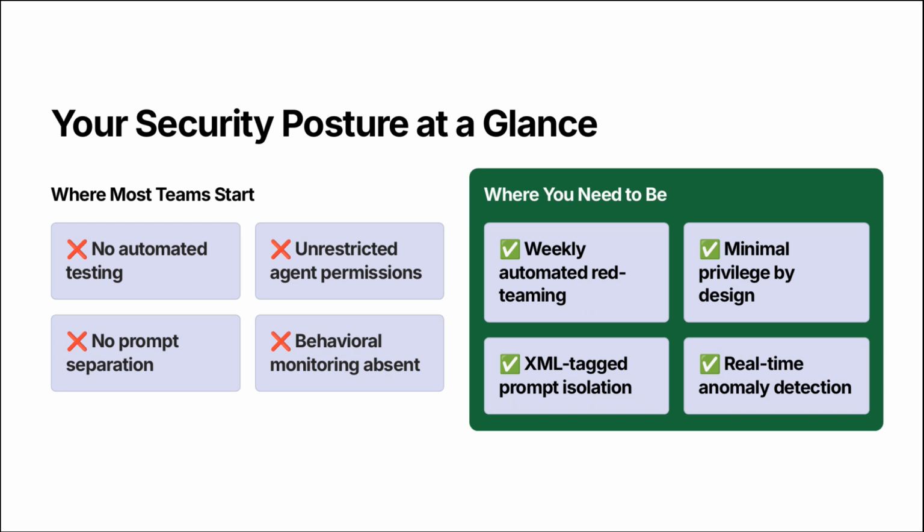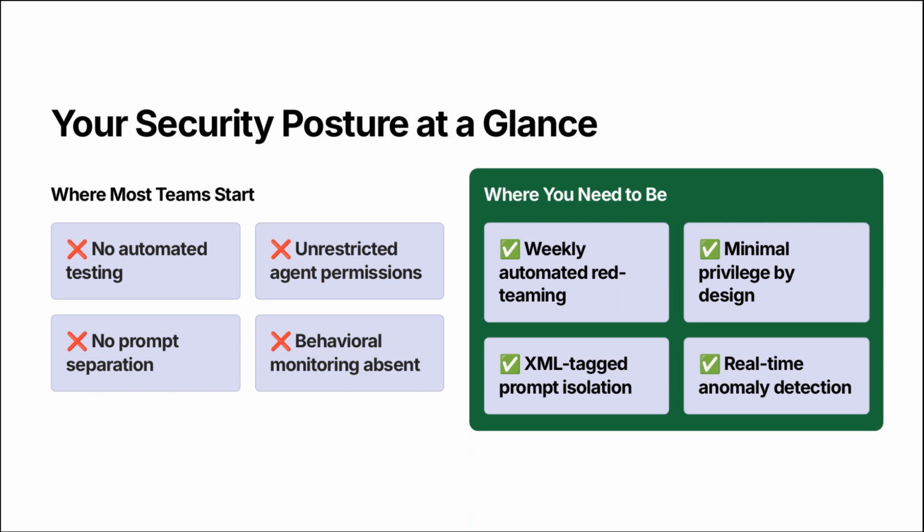For many teams, the starting point is pretty common. No automated testing, overly broad agent permissions, no clear prompt separation, and no behavioral monitoring in place. That combination creates unnecessary exposure because issues can go undetected until something goes wrong. The target state is much stronger and much more intentional.